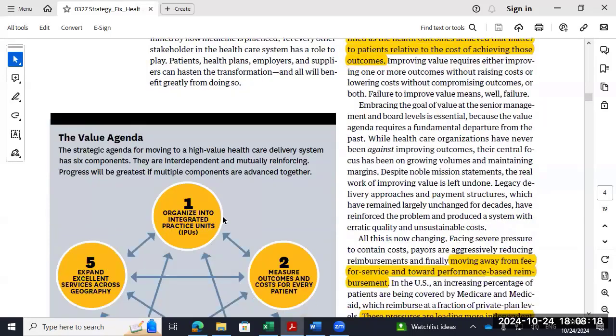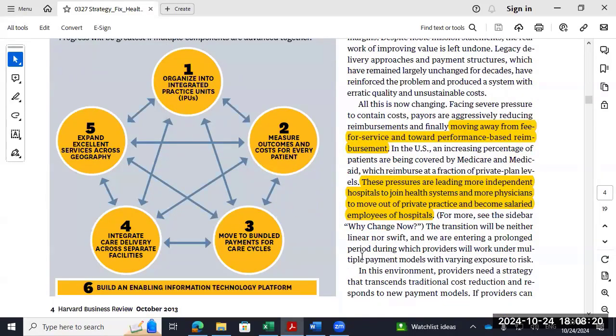And he says that this is going to achieve that. So performance-based reimbursement, outcomes for patients. Pressures are leading more independent hospitals to join healthcare systems, more physicians to move out of private practice. So a lot of this is consolidating into concentrated groups. Fear might be somewhat what we have already. We think of United Health being so massive, CVS being so massive. Do you really want that concentration? But that is part of what he's recommending.